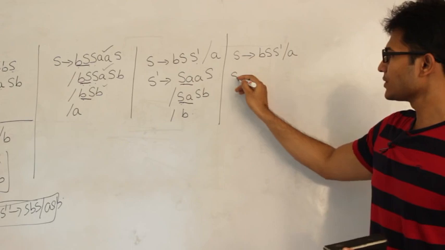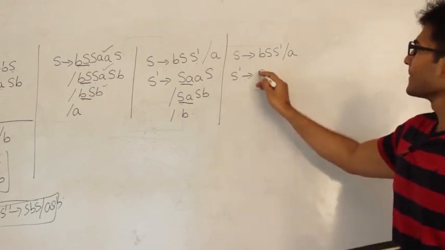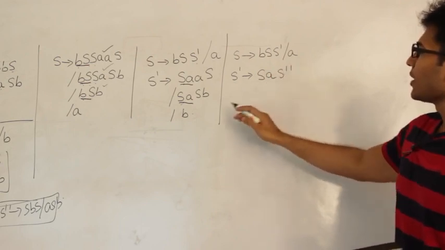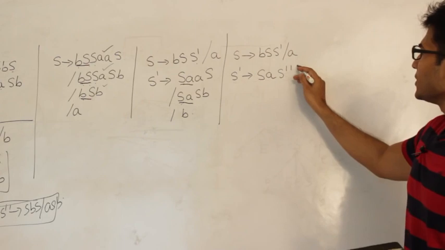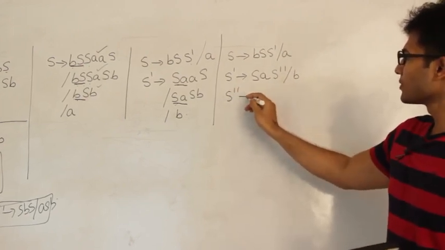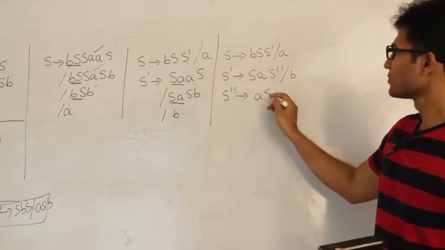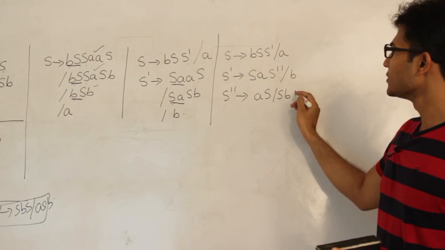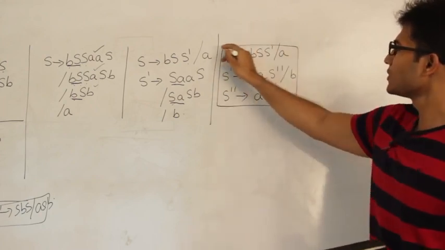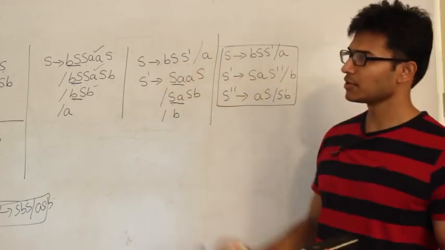And in the second production S dash, take SA as common. If I take SA as common, then S double dash, and we are not doing anything with B, therefore leave B here. Now what should S double dash be? S double dash should derive AS or it should derive SB. So this grammar is the deterministic version for the given non-deterministic version.